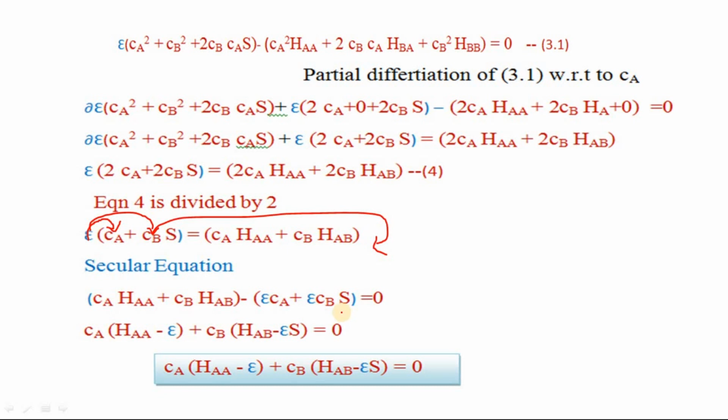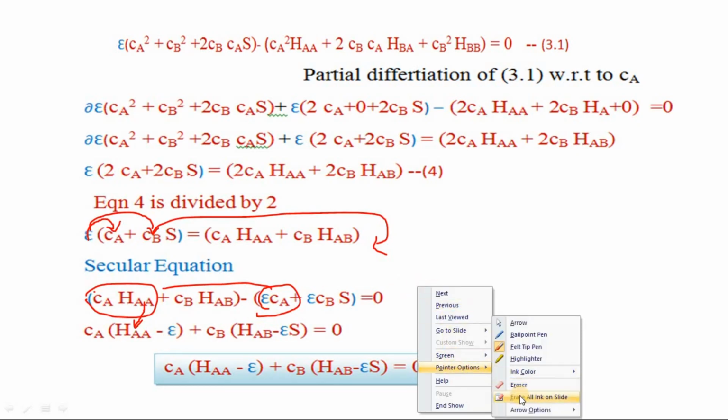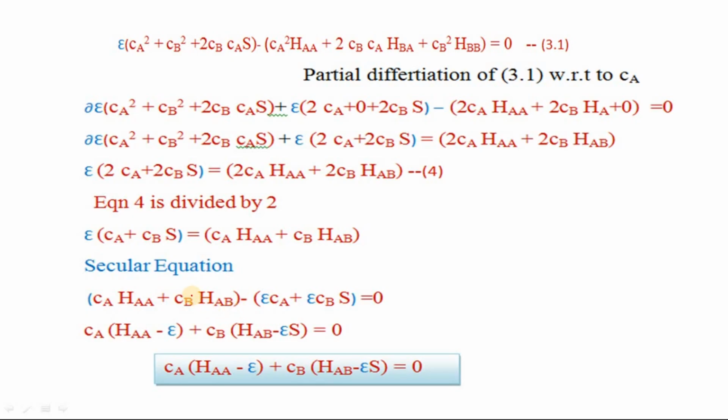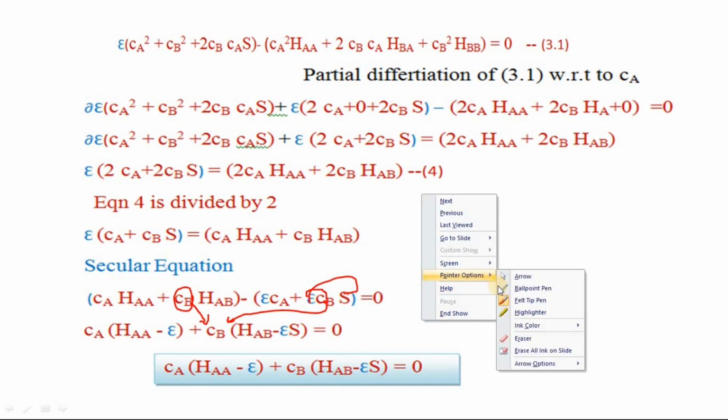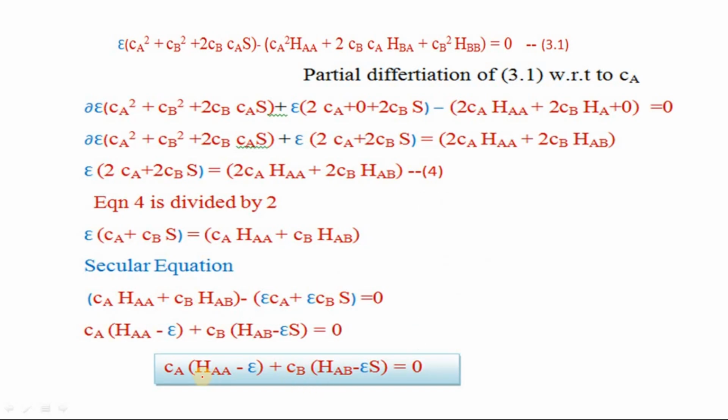Fine. Now we separate the variables. How do we separate the variables? This CAHAA and ECA are separated. So CA is separated: HAA minus of E script. Fine. Likewise we separate the CB. How do we separate the CB? So CB is pulled out, and HAB minus of E script of S. Now we have separated the coefficients CA and CB, and we are having a secular equation.